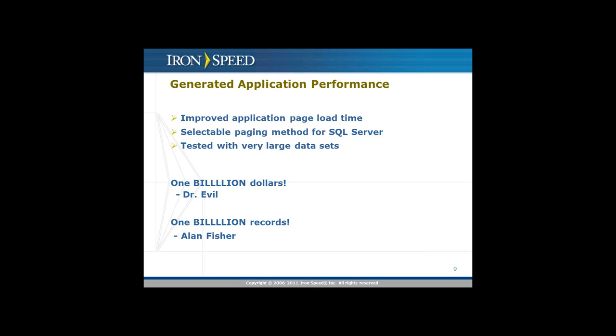And finally, we've tested Iron Speed Designer and optimized for very large data sets. I don't know that we've tested on 1 billion records, but we have tested on a data set that's about 500 million records. And so in displaying a table with 500 million records, we're now at sub-second performance.